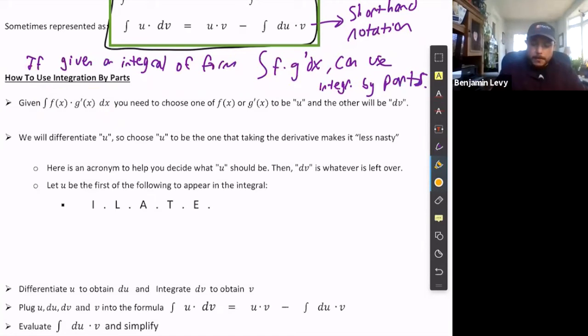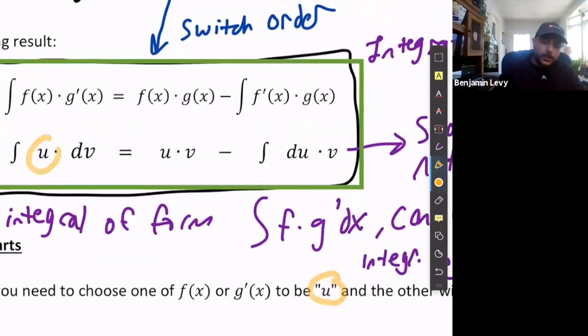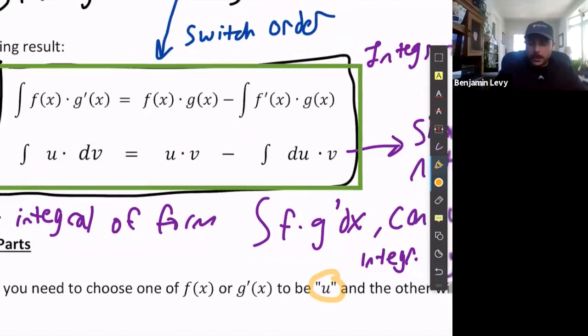So we need to choose one of those things to be u, and we need to choose one of them to be dv. And you can see, if we look at the box here, whatever we choose to be u, over on the other side, we're going to differentiate it, right? And whatever we choose to be dv, over on the right side, we're going to integrate it. And so that helps us choose which is which. And it says that right here, right?